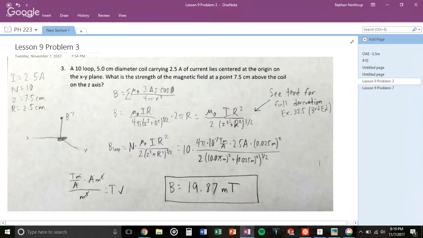It's pretty lengthy, so we would refer you to example 32.5 in the textbook for the full derivation if you'd like to see it. But this is our relationship that we end up with, and it's pretty common in the textbook to see the Biot-Savart law derived as such. This is for a single loop. In order to find out what our magnetic field is with 10 loops, or with a given number of loops, we just multiply it. And that works as long as our loops are tightly wound, which we can assume that they are in this case.